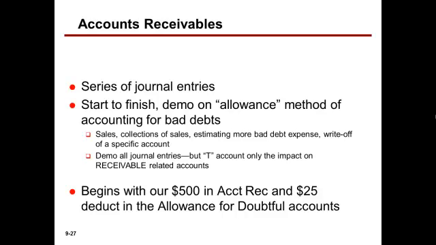Let's look at a series of journal entries from start to finish. We will demonstrate how the allowance method of accounting for bad debts works. We'll record sales, collection of sales, estimating more bad debt expense, doing a write-off of a specific account. We'll demo all the journal entries, but we'll only show the T account activity on the receivable-related accounts. Let's begin with our $500 balance of accounts receivable and a $25 credit balance in our allowance for doubtful accounts.